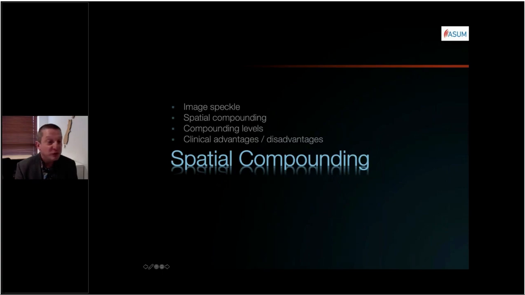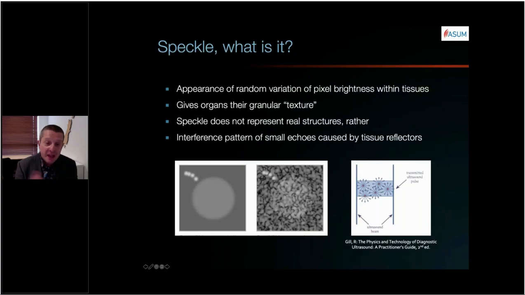In this section, we're going to talk about spatial image compounding. So spatial image compounding is technology that really counteracts the negative aspects of speckle. So what is acoustic speckle? Well, acoustic speckle is the random variation of pixel brightness within tissues. Acoustic speckle is really what gives organs their tissue texture. However, acoustic speckle does not actually represent real structures.